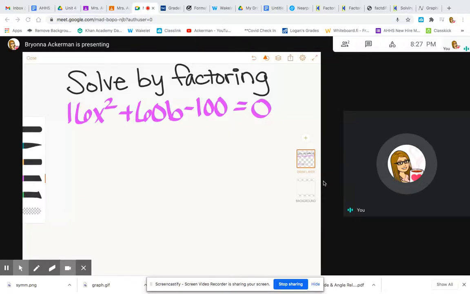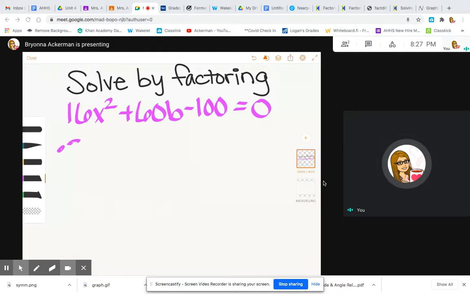Hello, class. I want to take our factoring a little bit further. And so I want to show you we're going to solve by factoring. So not only are we going to factor a trinomial, a quadratic, but then we're actually going to solve for the solutions. The solutions are also called zeros. They're also called roots. And on the graph, they're your x-intercepts. Okay? So let me write that again, just so you know.